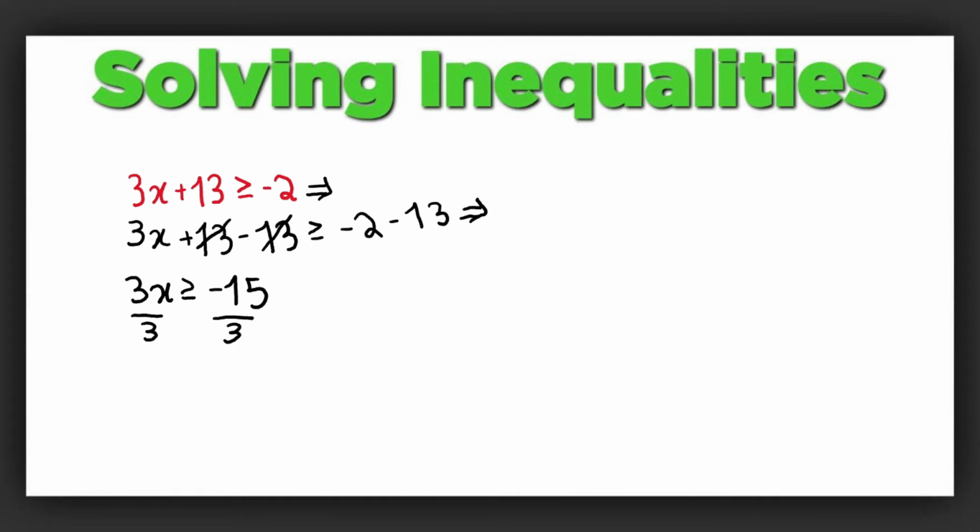Now we can remove the 3 on the left side. Now we are left with x is greater than or equal to negative 15 divided by 3. We are going to make it simpler. Negative 15 divided by 3 is negative 5. So we can write x is greater than or equal to negative 5. And that is our answer.